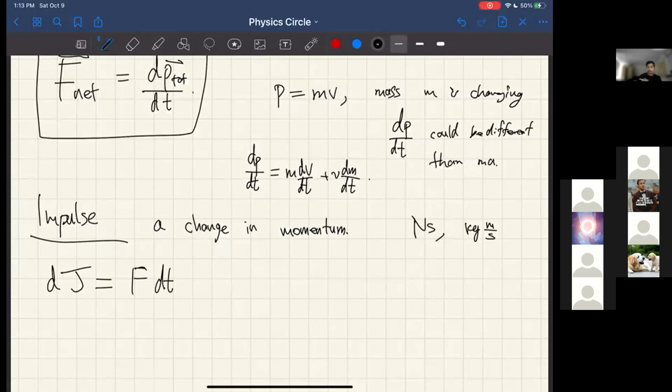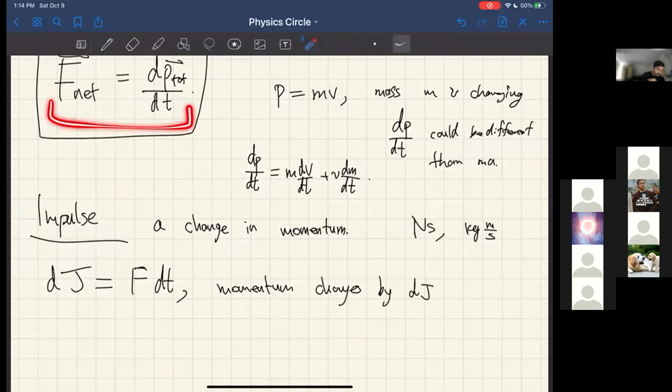If you are applying some force on an object over some period of time, then you apply an F dt impulse, and the momentum changes by dJ, simply by this relation up here. So if I provide a force F over a time dt, then the momentum of the thing I'm applying the force to changes by F dt.